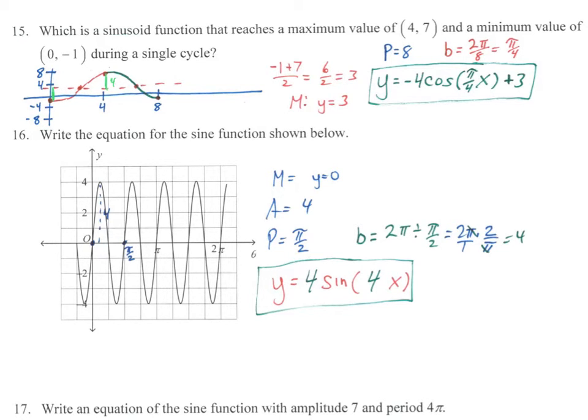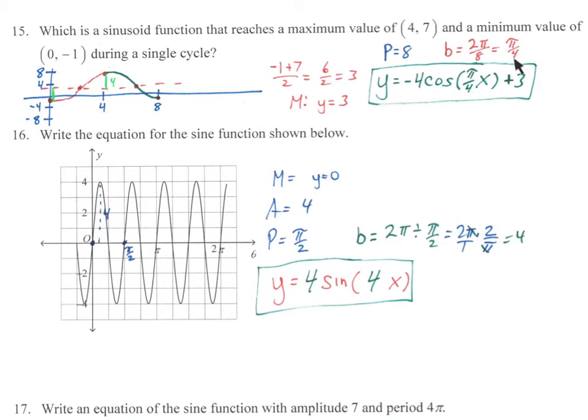Okay, so next we have to think, how do we get pi over 4? Well, if you look at this carefully, from here to here is a value of 4, and then you go all the way to 8 for the whole cycle. So my period's 8. So my period's 8, I do 2 pi divided by the period to get b.